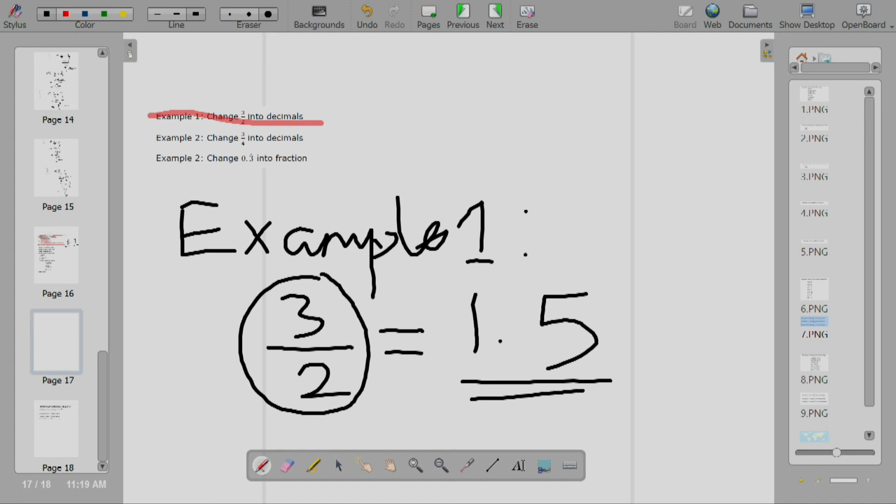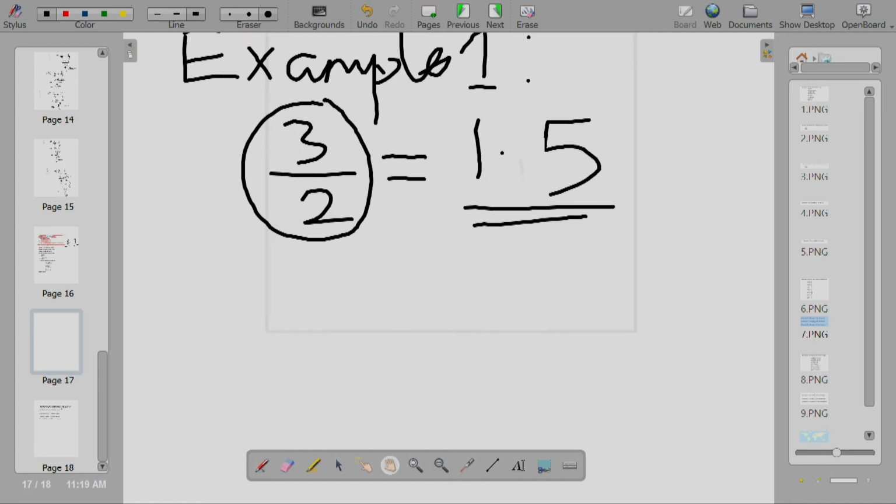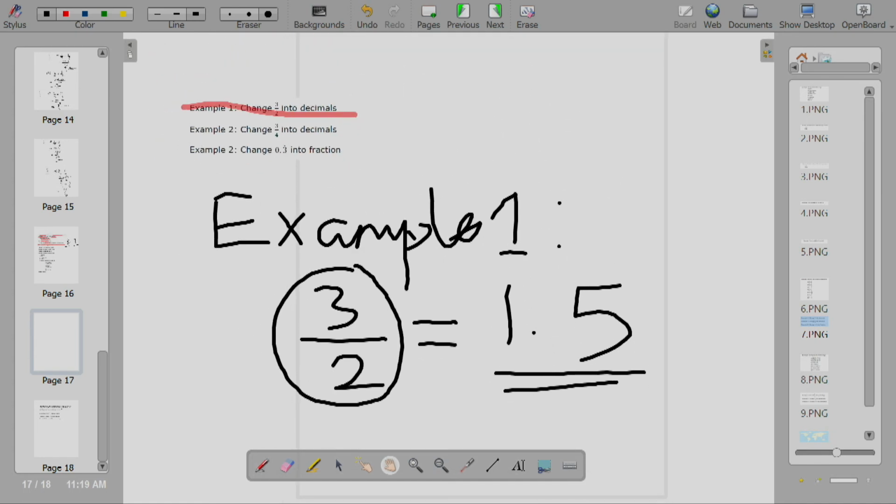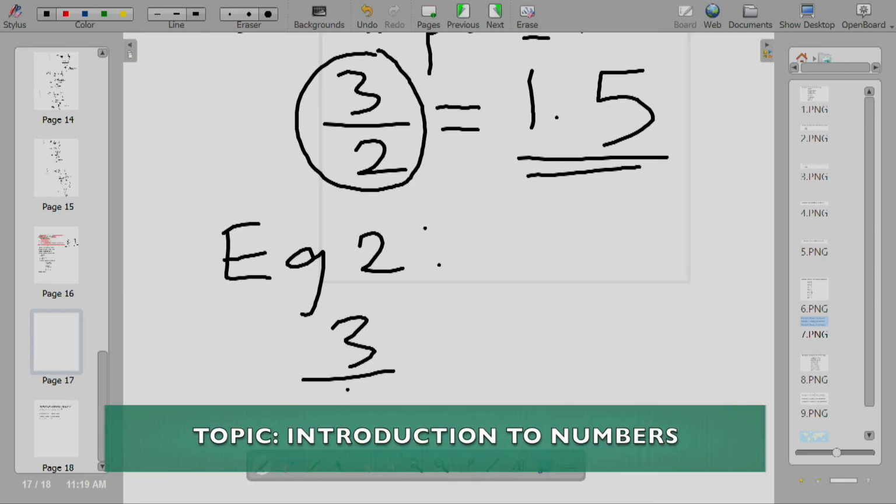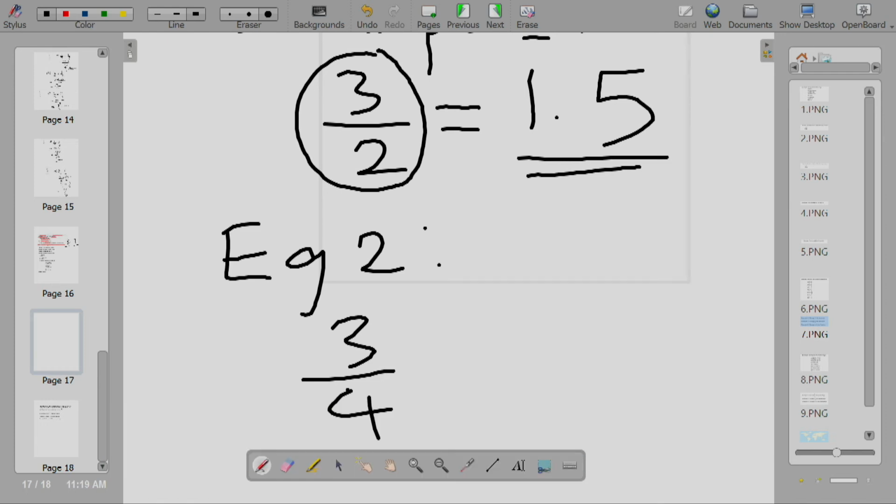Also, let's move to example number 2. In example 2, we are given the number 3 over 4, and we are required to convert it into a decimal.